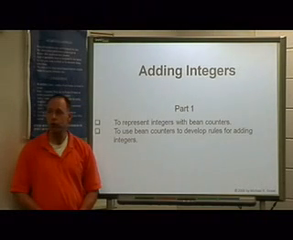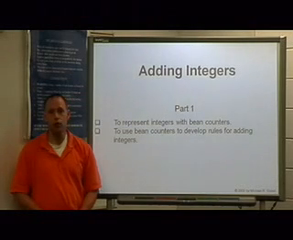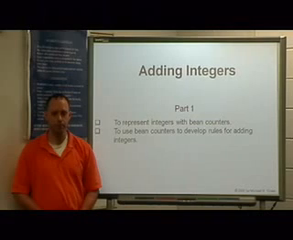Now at this point you need something to take the place of the bean counters. If you're at home, you can use some flat washers and some rubber washers. Maybe you can use pennies and dimes. If you're at school, maybe your teacher has some chips that you can use. If not, take some scraps of paper and put pluses and minuses on the scraps of paper.